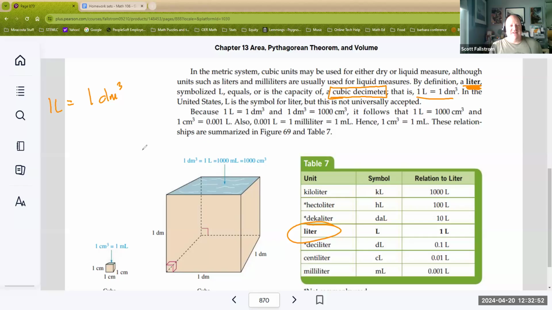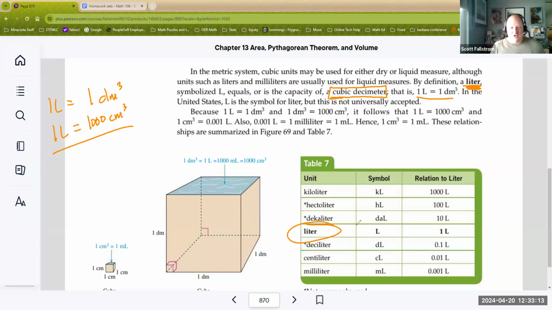So what does that really mean? Well, a decimeter cube is not one that we tend to use. We tend to use cubic centimeters. That would be 1 step down. 1 step down is 3 because it's 3 per every step. So 1 liter is actually 1,000 cubic centimeters. That's probably the one that would be a little bit easier to work with.